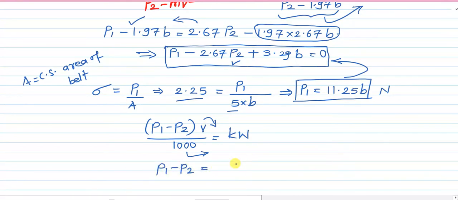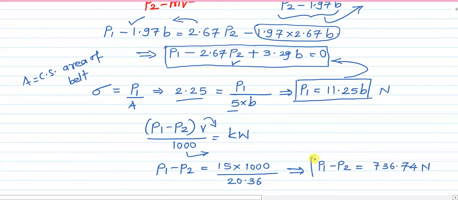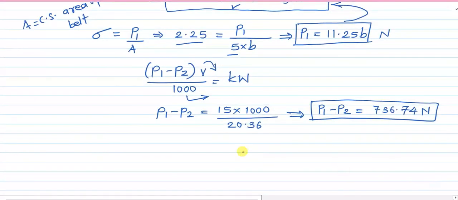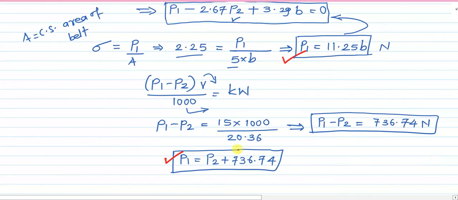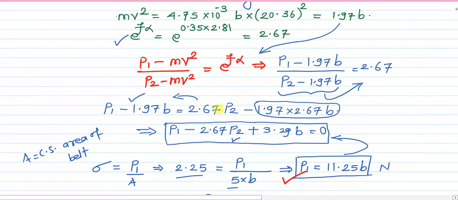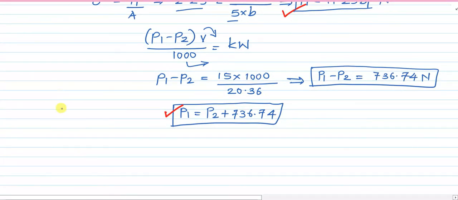The power transmission capacity is 15 kilowatt. Multiply it by 1000 divided by velocity 20.36. So ultimately we arrive at this conclusion that P1 minus P2 will be equal to 736.74 Newton. So now you have one more relationship between P1 and P2; in simple language you can write that P1 is equal to P2 plus 736.74. Now you can substitute this equation in the main equation. Once you substitute that by simultaneous solution, you arrive at the final value.